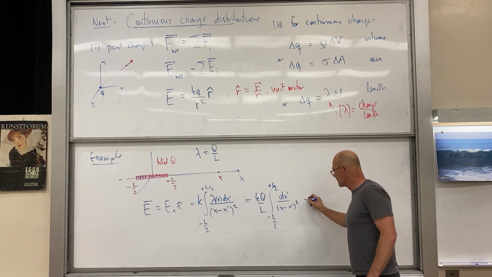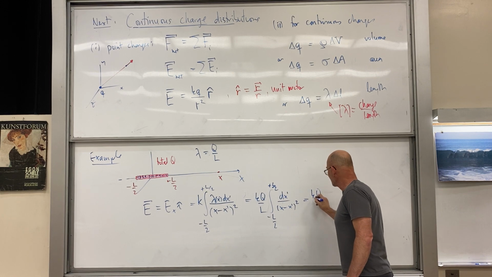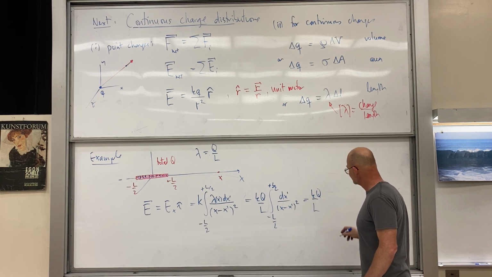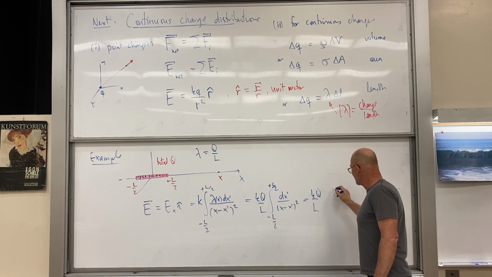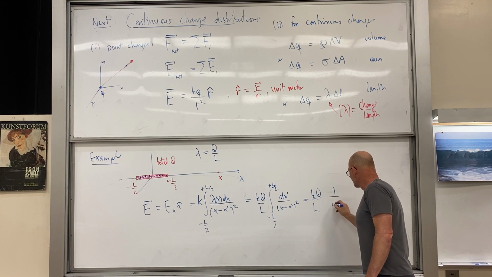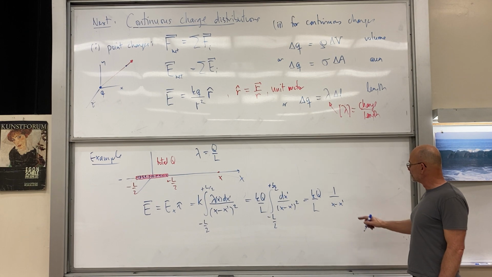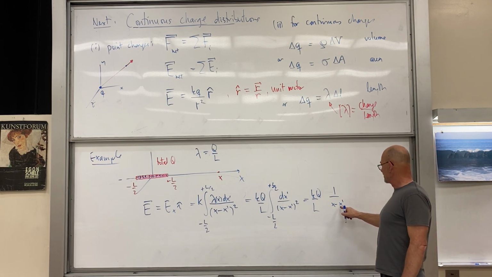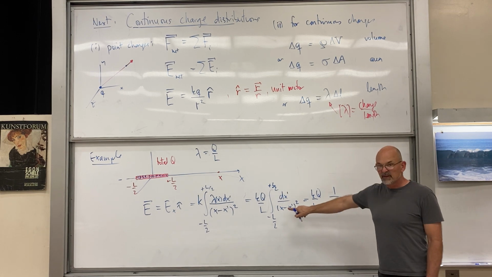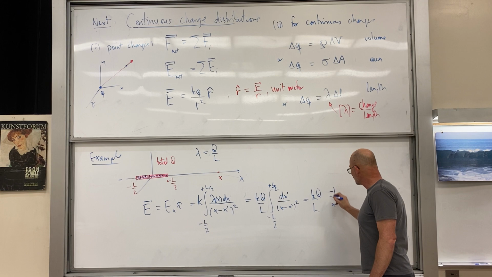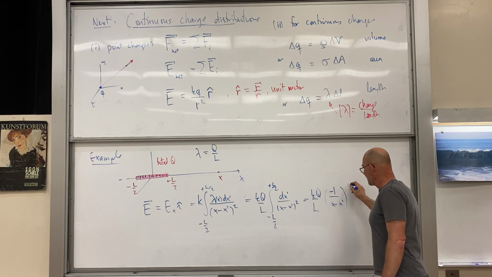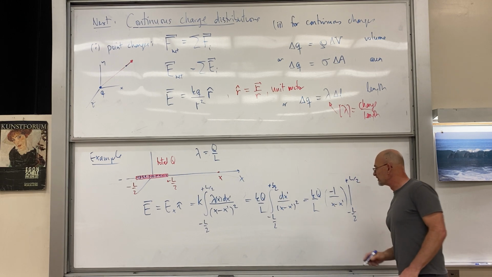So what's the antiderivative of that? K Q over L times 1 over x minus x prime. And if we take the derivative of that, we'll get negative 1 over x minus x prime squared. So that's a good antiderivative if we put a minus 1 in front, evaluated from minus L over 2 to plus L over 2.